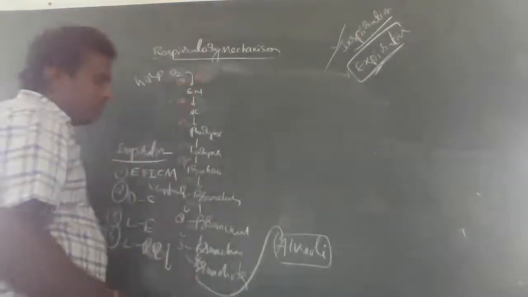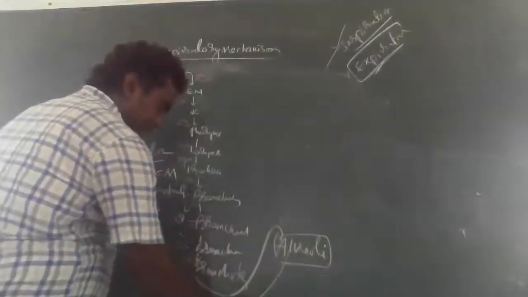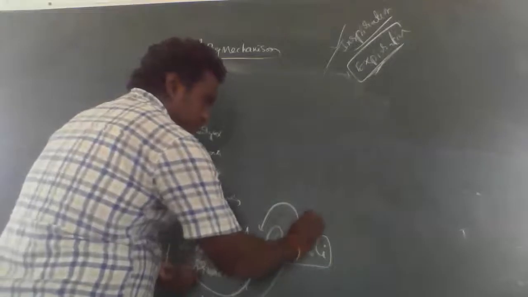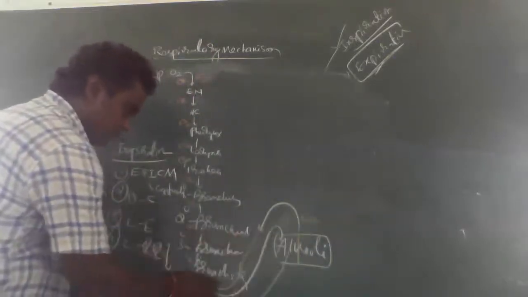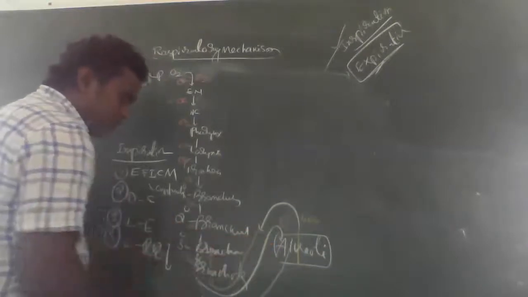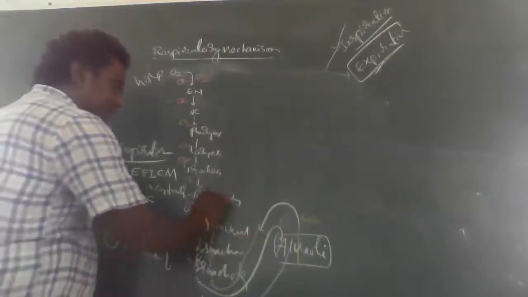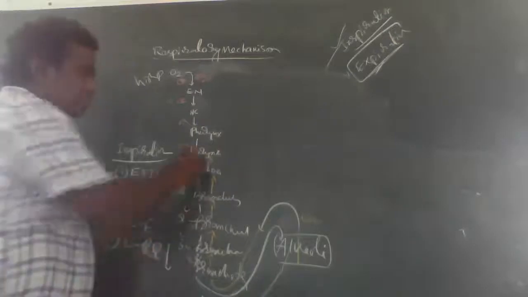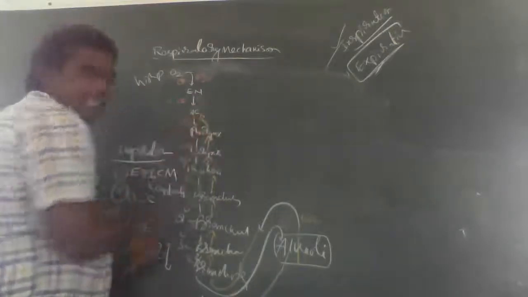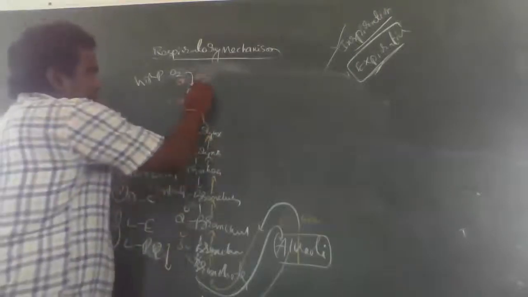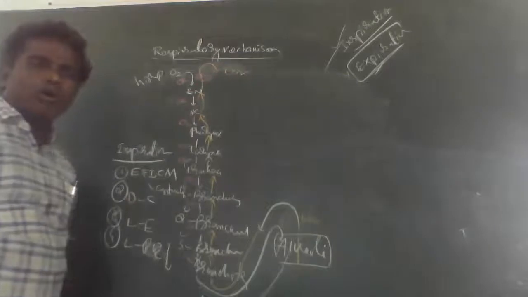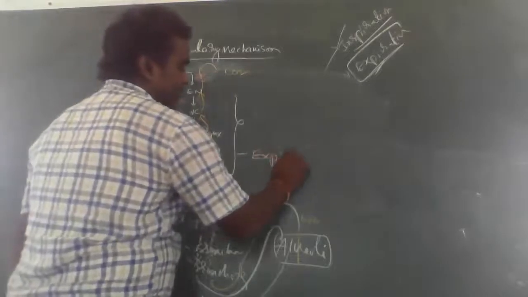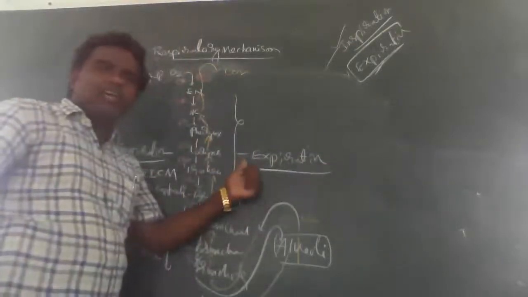Now, next, what happens? The same phenomenon, the carbon dioxide goes out. The carbon dioxide moves from the alveoli to the bronchiole, to the bronchus, to secondary, primary, and trachea, to larynx, to pharynx, to nasal cavity, to external nostrils, to outside. The carbon dioxide moves outside. This is called what? Expiration.